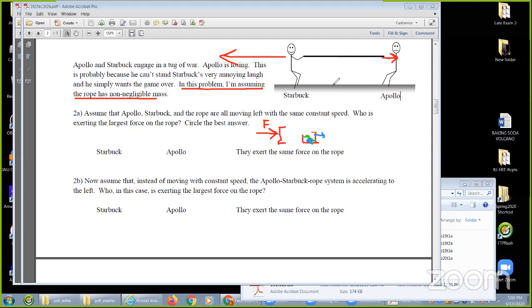All right, let's move on. Let me find another one really quick. Okay, let's go out here. Let me do share screen. Come on now. Here we go.